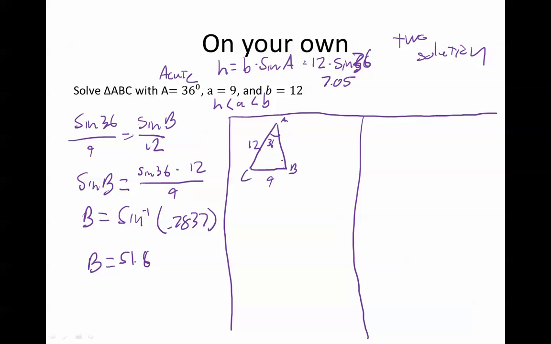So if this is 51.6, I can then use my knowledge that the interior angles add up to be 180. And so this is 180 minus 36 minus 51.6. So my final angle here is 92.4. So this over here, obviously not drawn to scale, right? This would be 92.4.